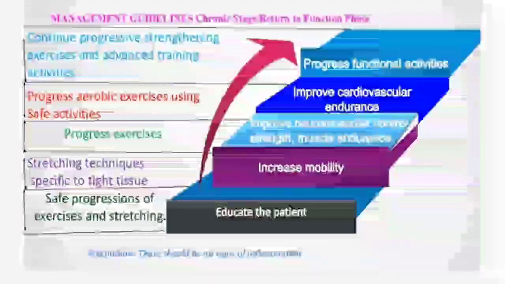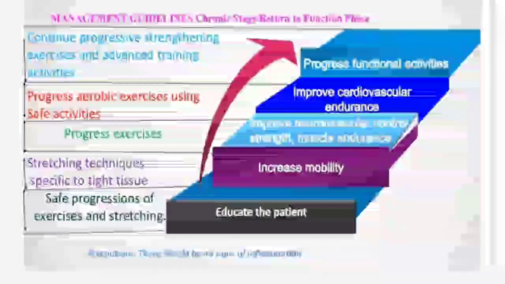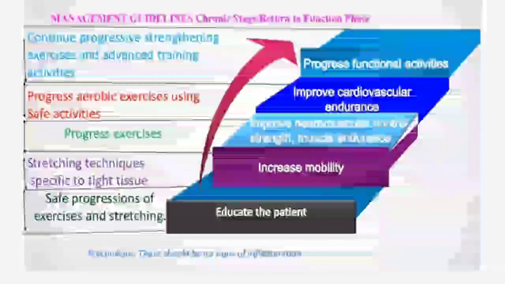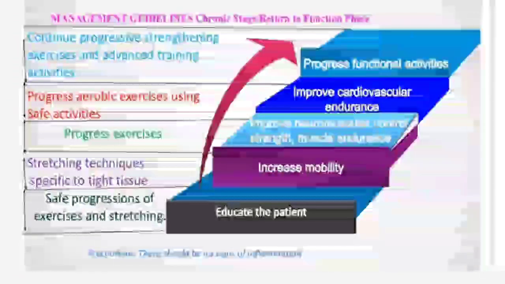Management guidelines, chronic stage or return to function phase. Continue progressive strengthening exercises and advanced training activities. Progress aerobic exercises using safe activities. Progress exercises. Stretching techniques specific to tight tissue. Safe progressions of exercises and stretching.